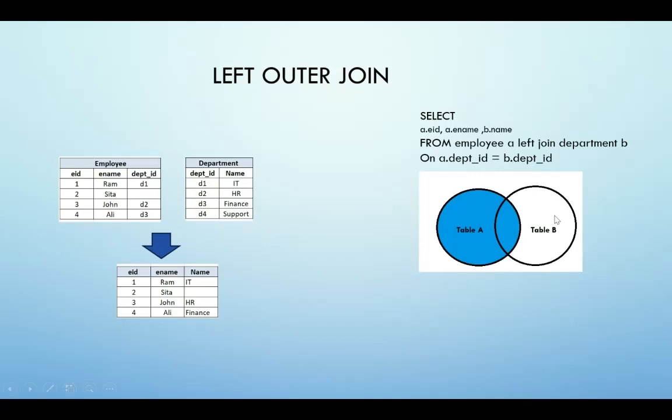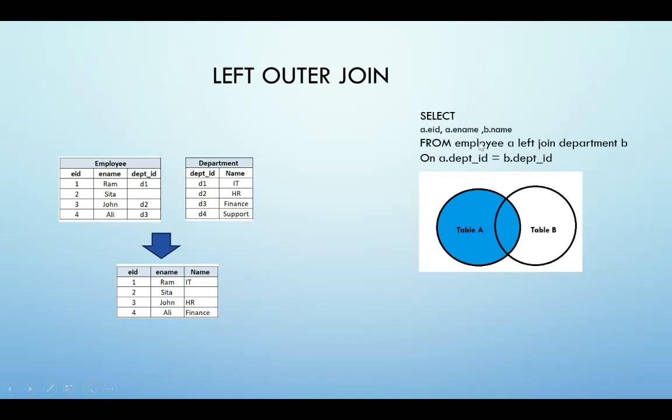So how do we represent this in a Venn diagram? I have shown it over here. We have table A, which is an employee table. We have table B, which is like a department table. If there is a match, we are retrieving that match from the department table. When there is no match, we are still retrieving the employee record, but the related information from the department table will be blank. So how to create a query for this left join?